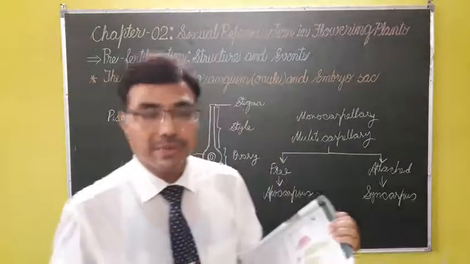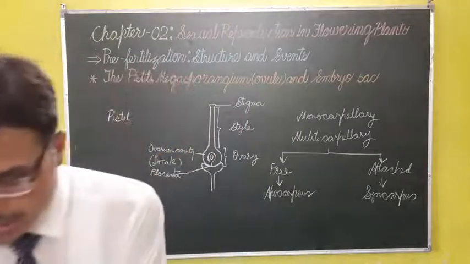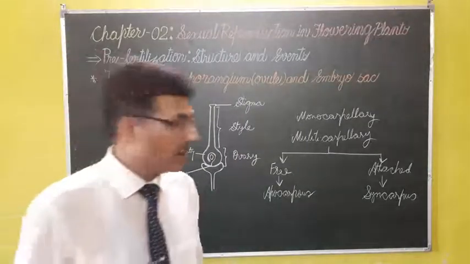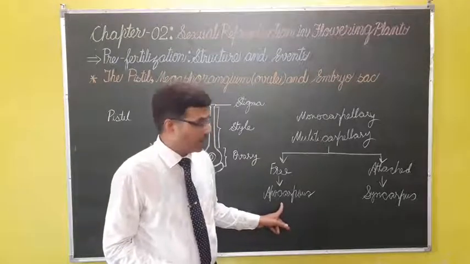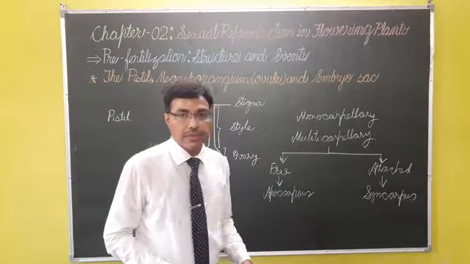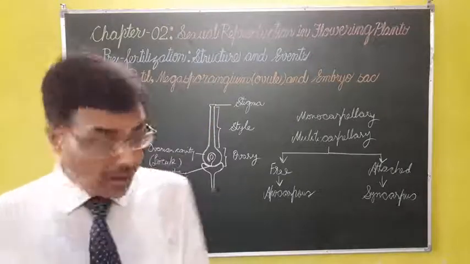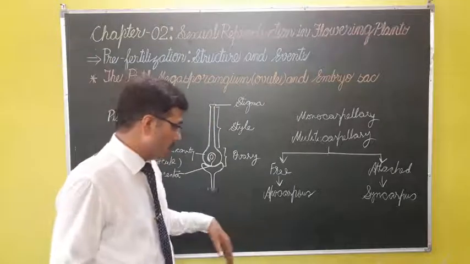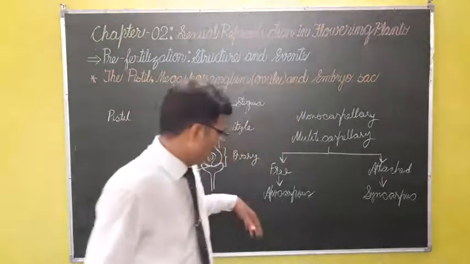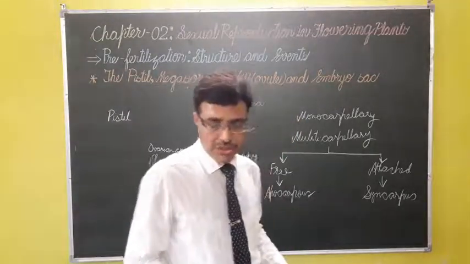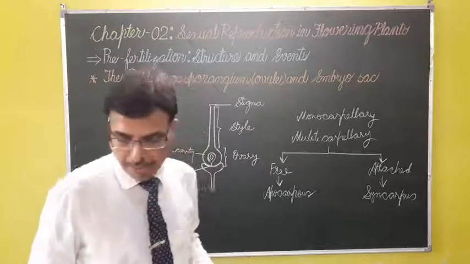Michelia is the example for this. So these two examples you are requested to learn by heart: that apocarpous condition is found in Michelia, and syncarpous condition is found in Papaver, right?